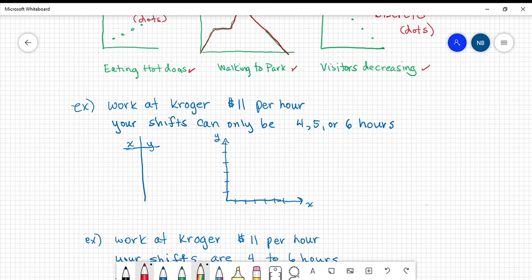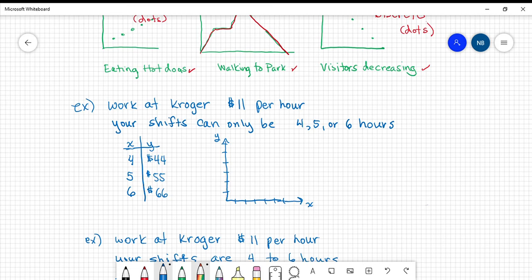So if you've been there for 4 hours, you have to clock out, if that's what you were scheduled for. 6 hours, you have to clock out. You can't work 4.5 hours or 5 hours and 15 minutes. That limits your shifts to the specific numbers 4, 5, and 6. If you work 4 hours, you're going to get $44 for that shift. 11 times 4 is 44. If you work 5 hours, that's $55. 6 hours will yield $66.